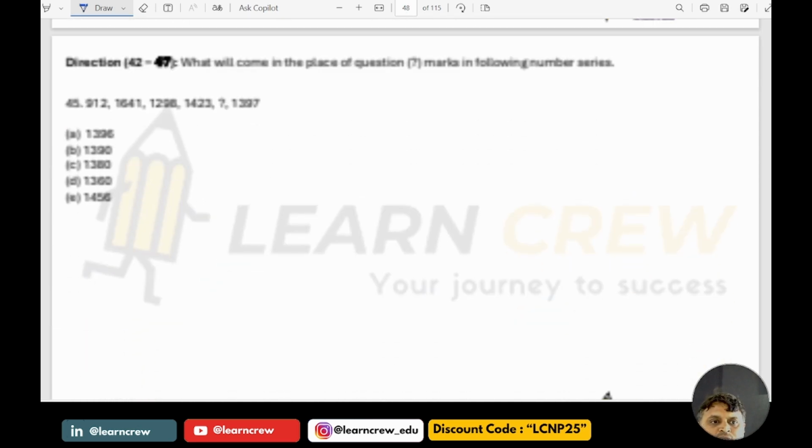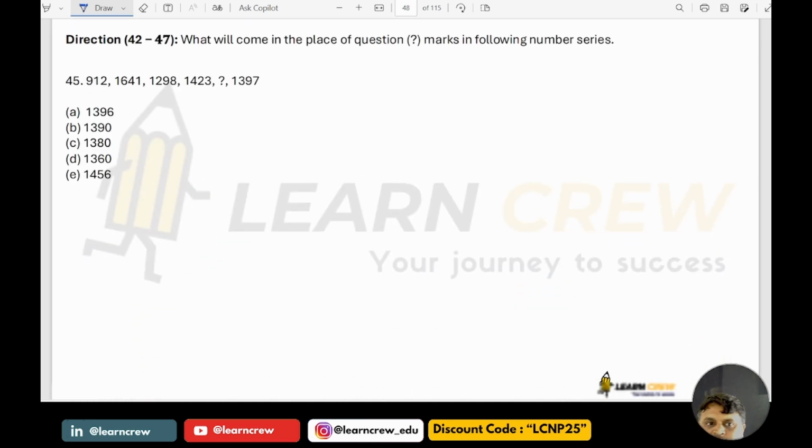The next one, question number 45. 912 plus 729, 1641 minus 343, 1298 plus 125. What next? So this is 9 cube, this is 7 cube, this is 5 cube. Next has to be 3 cube. Minus or plus? Minus. Minus 27. 1423 minus 27 is 1396.